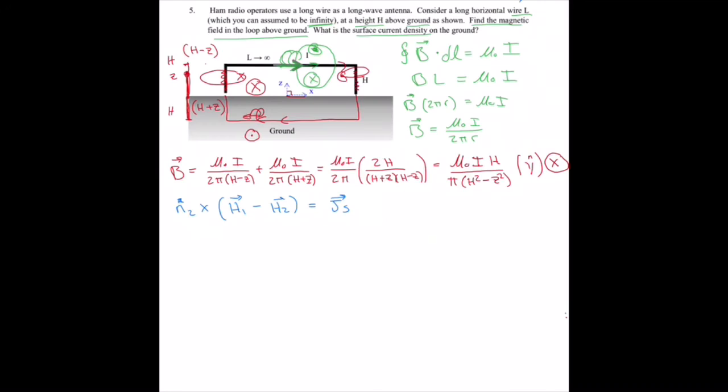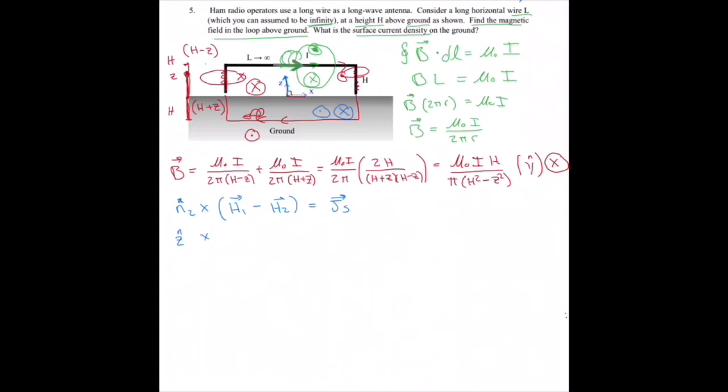So if we can imagine this ground plane, part of it is coming out at us, the other part is going in at us. This is in the y plane. So our normal to the y plane is z, positive z. So our n2 is going to be z hat. We need to define which normal we're talking about, because that will help us to define what our H1 and our H2 is. And since we're defining n2 from this ground plane, we know that then our H1 is going to be up in the air where we've already found our magnetic field.